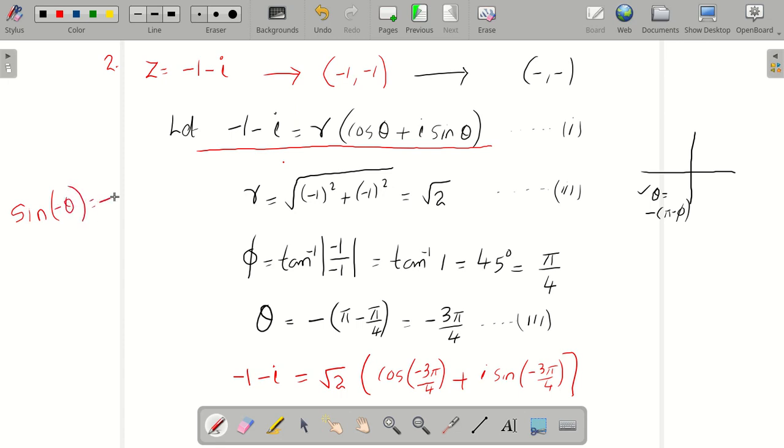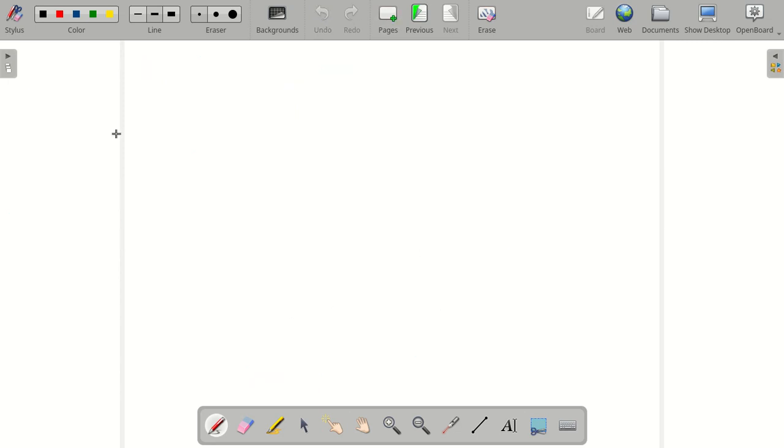What is sine minus theta? Minus sine theta. And what is cos minus theta? That will be cos theta. So if you want, you can simplify this part. Okay, let's do one more question, and that will be the last question. And with that, we will end this video. Okay, so please try this one. Put into modulus argument form the complex number minus 1 by 2 plus i root 3 by 2.